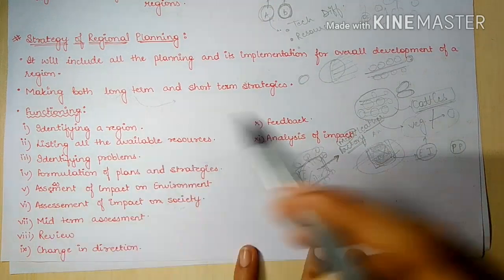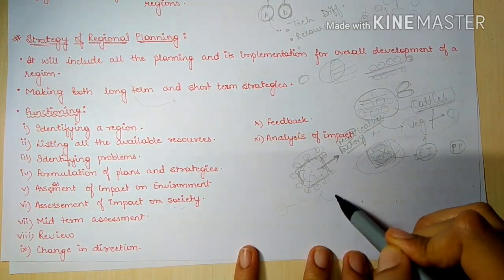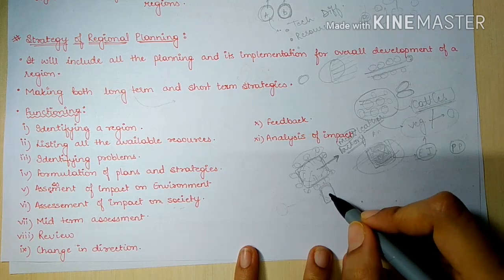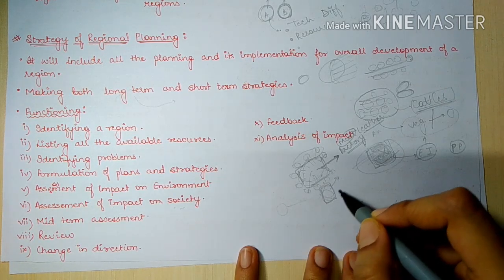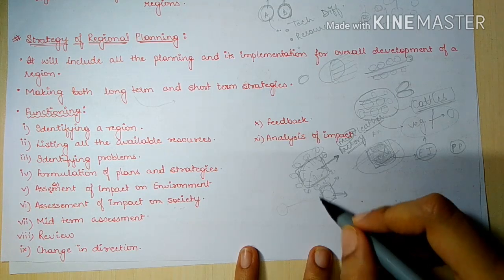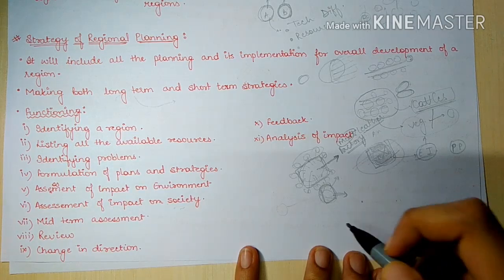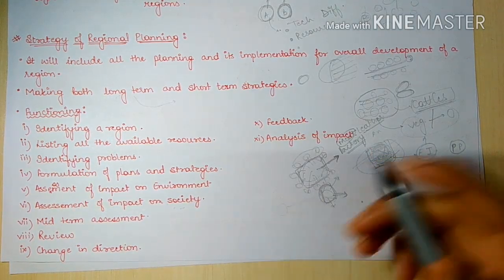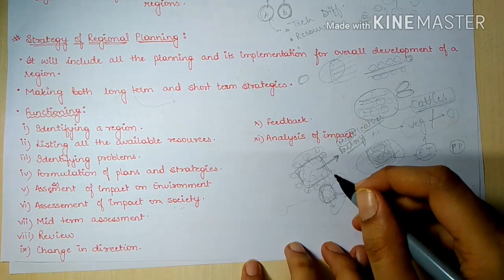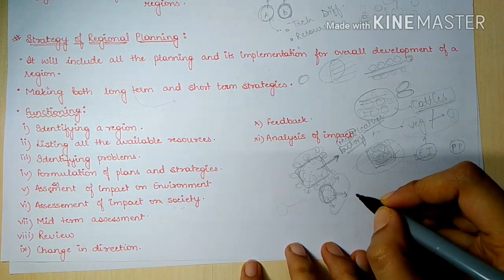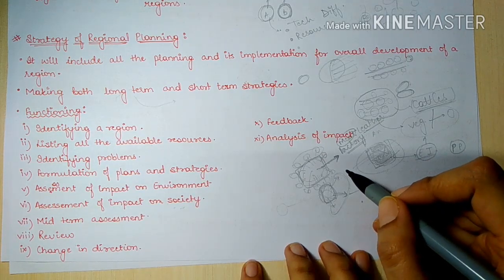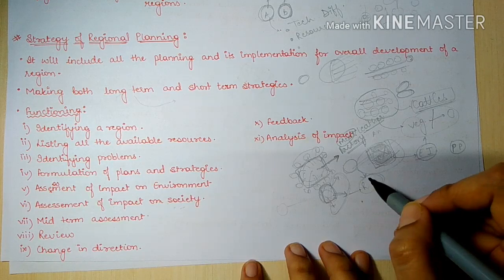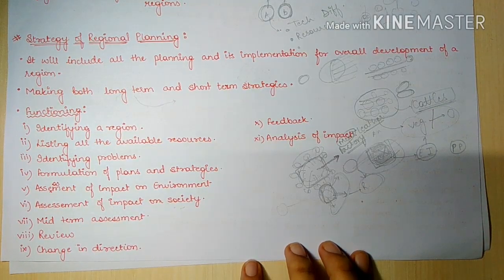Next is midterm assessment. After the planning has taken place, after half the work is done, we have to assess and review the whole planning, that the working is good, the people are not much affected by this new thing, or if they are affected, they are positively affected. Environmental impact we have to keep in mind. Then we have to review whether the planning is carrying on perfectly and the results are according to the predetermined results.